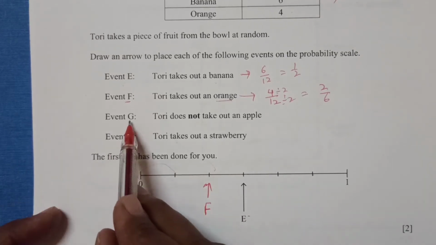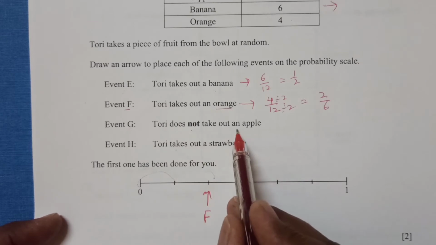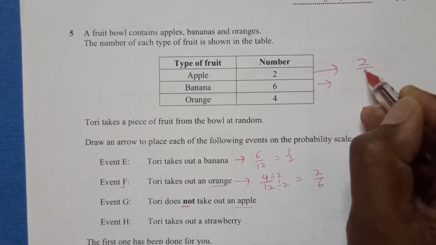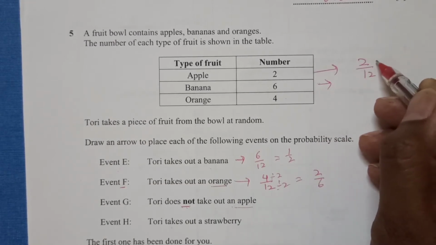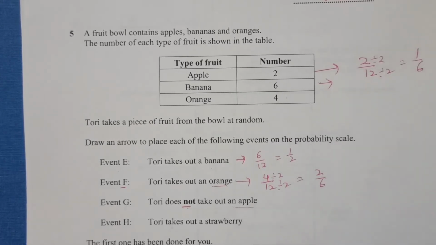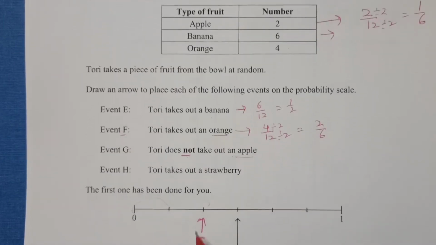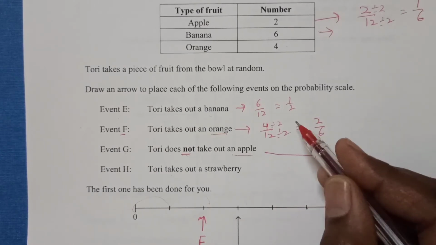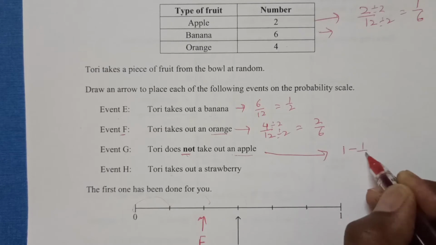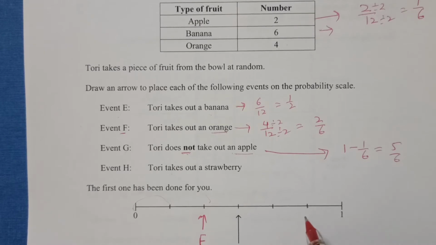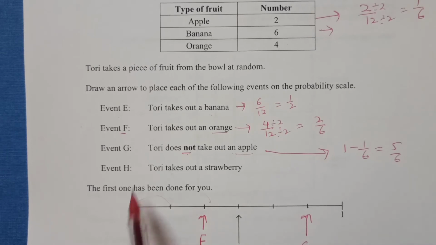Okay, so now next, G. G is Tori does not take out an apple. So first we are looking for the apple. Apple is 2 out of 12. Divide by 2, it will be 1 out of 6. But not means that we are going to take 1 minus 1 over 6, which is 5 over 6. So we will have G here, 1, 2, 3, 4 and 5. So this is G here, right? So we are done with this.